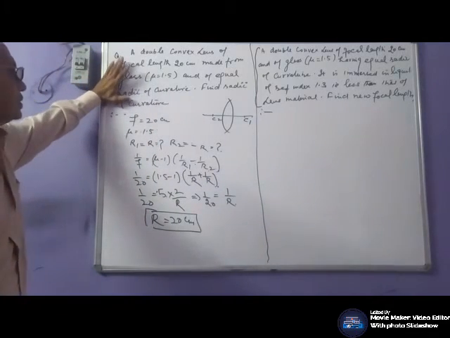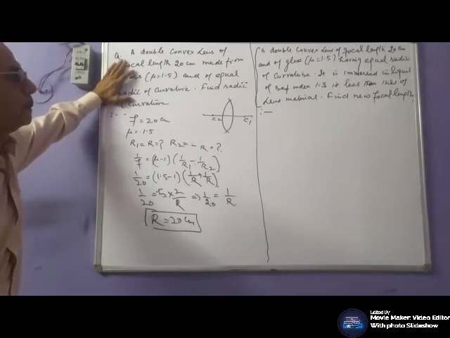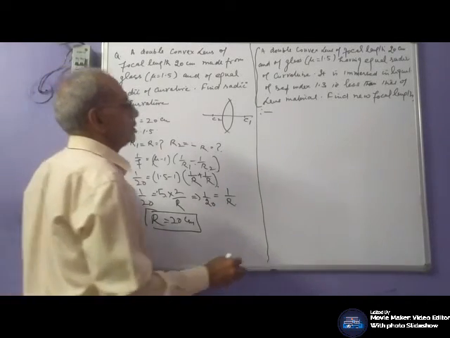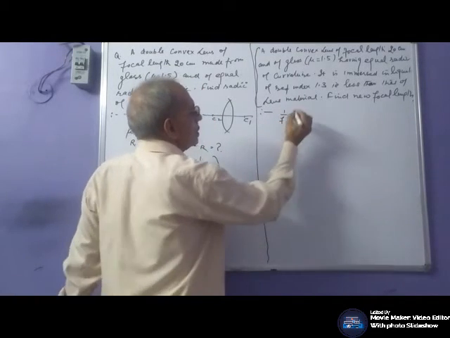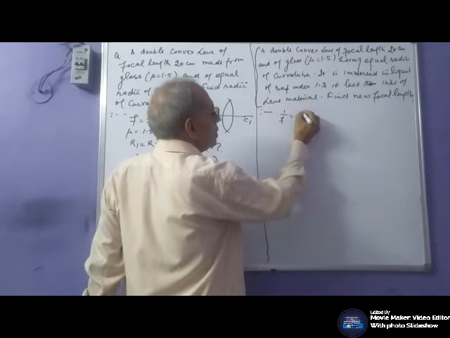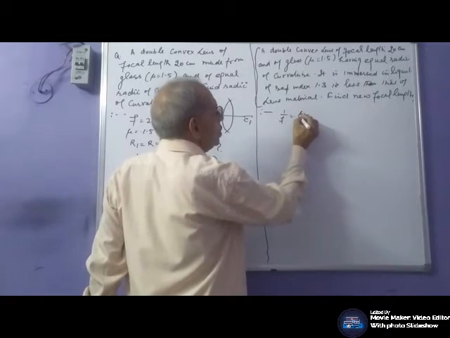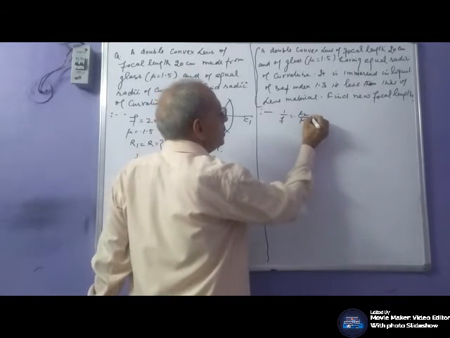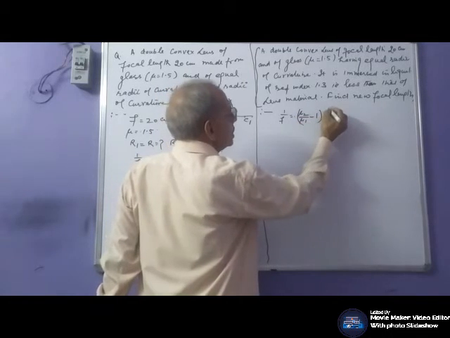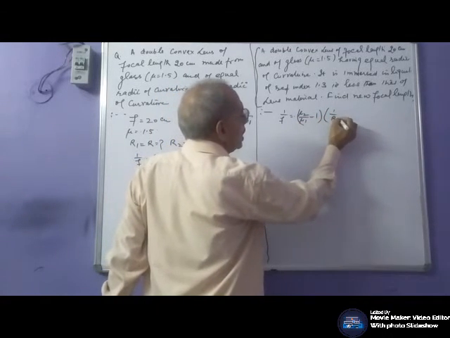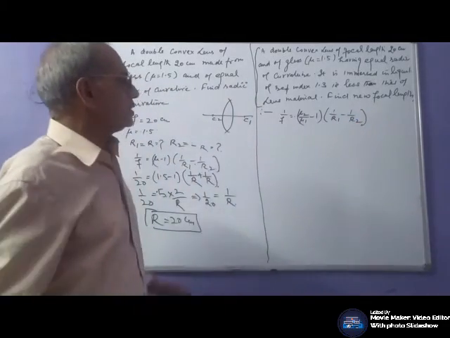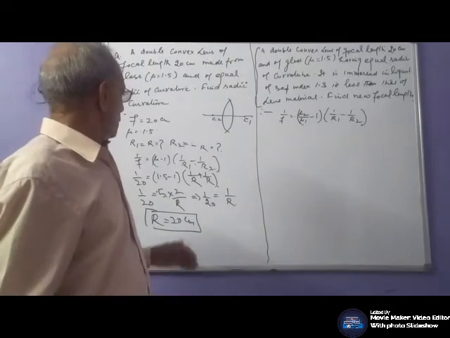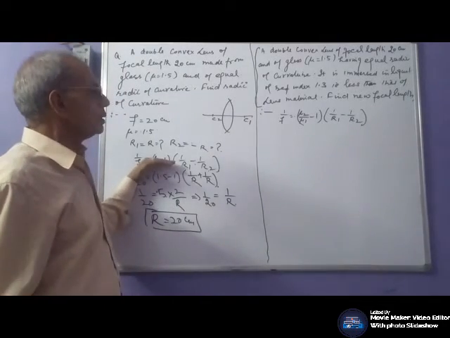The first part is the same. This means 1 by f is (mu 2 by mu 1 minus 1) into (1 by r1 plus 1 by r2). Why have we taken this formula? I have taken this here.